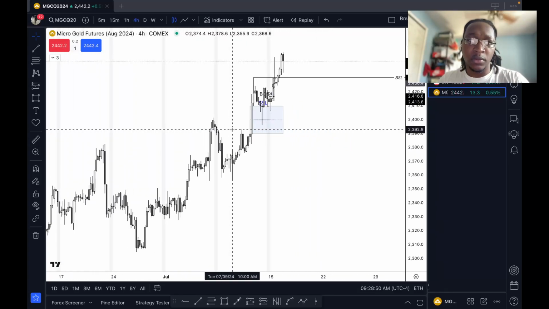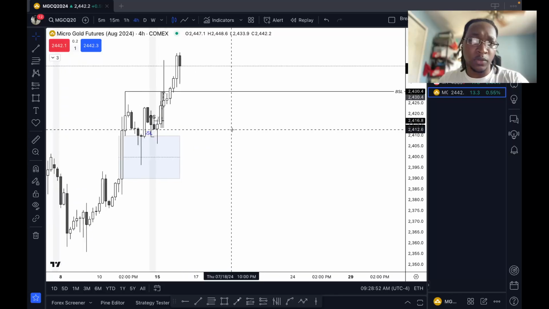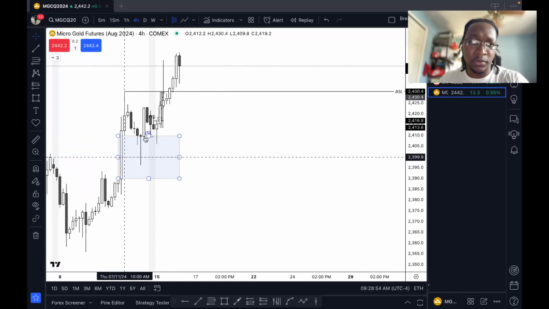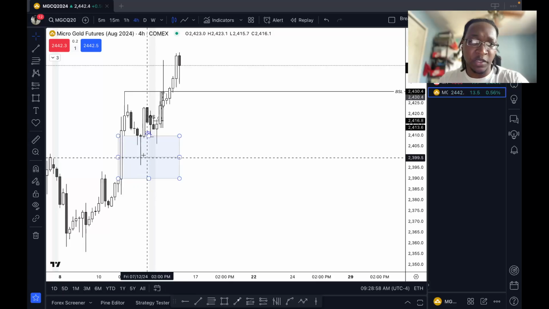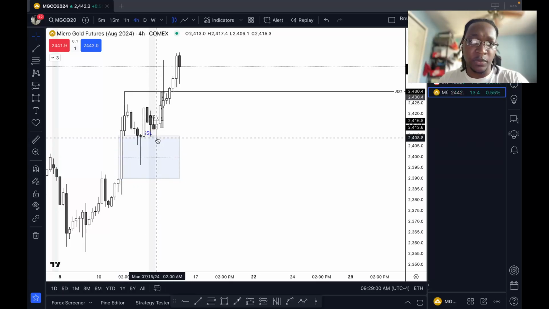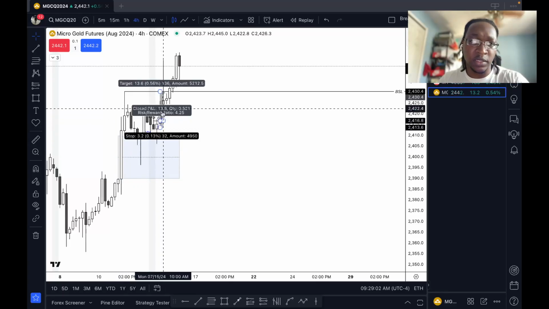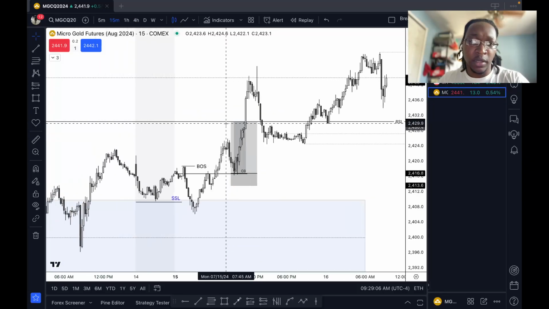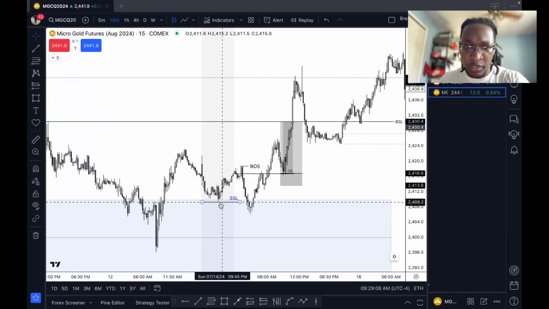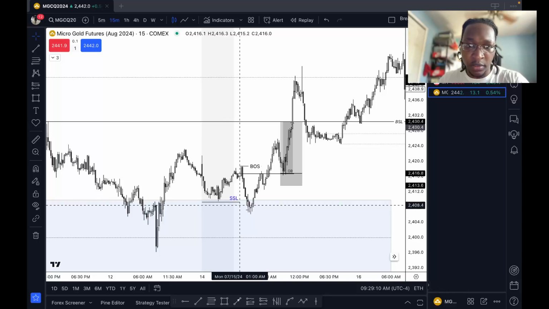Yesterday's action for gold was pretty solid. A regular internal to external range liquidity. Fair value gap is supported. Fair value gap supported on Monday. London session, we expand higher. On 9:30, we run out Asia's low here.